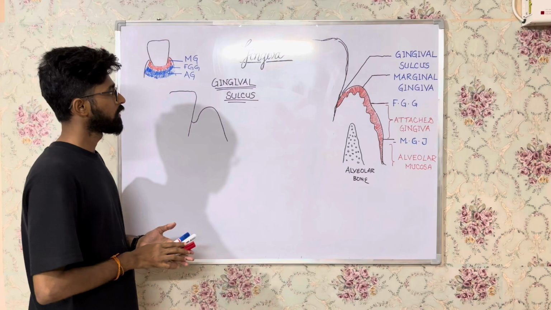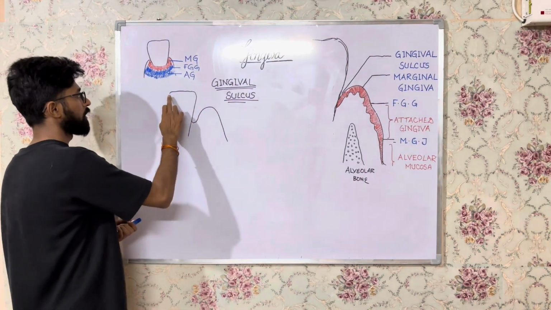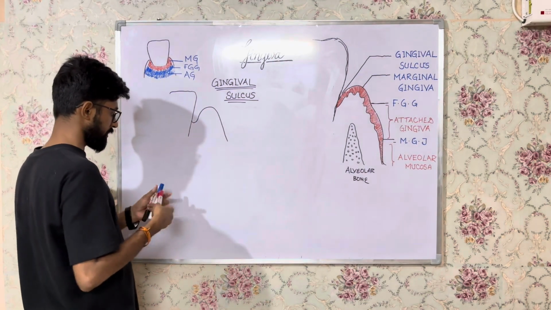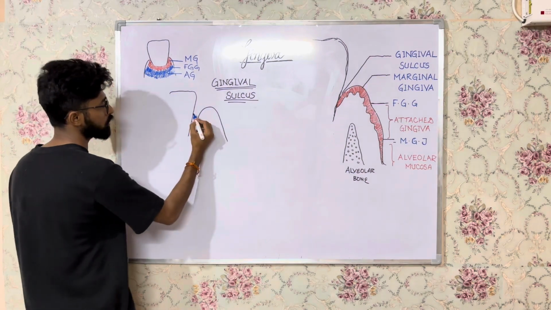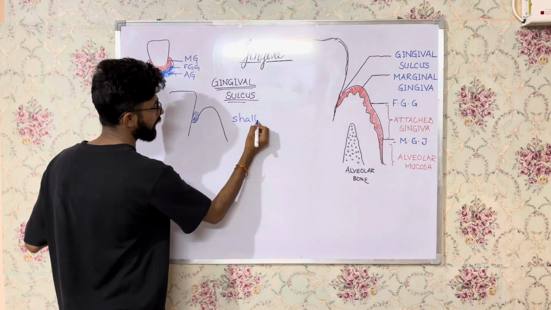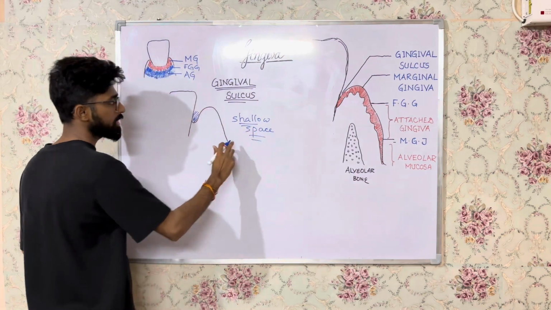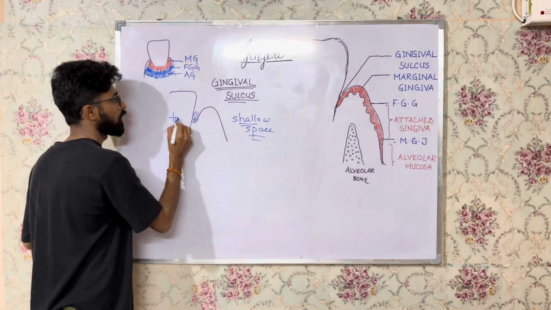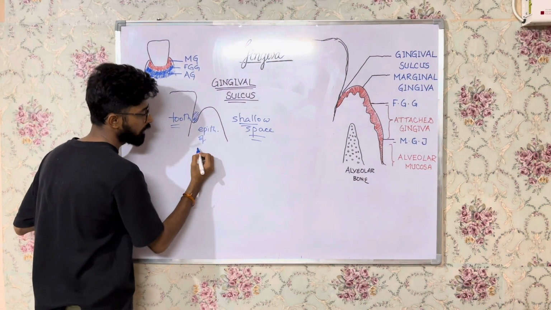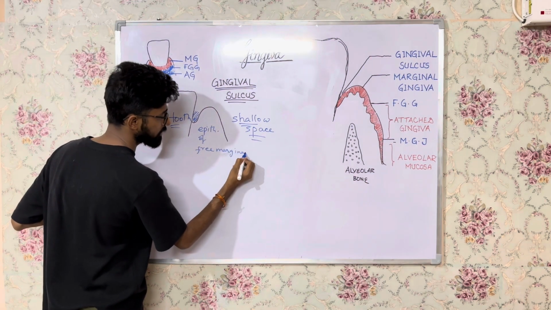Now there is the term gingival sulcus. So this is the tooth and this is the gingiva surrounding the tooth. This shallow crevice or shallow space, this one, is called the gingival sulcus, which is surrounded by the tooth on one side and the epithelium of the free marginal gingiva on the other side.